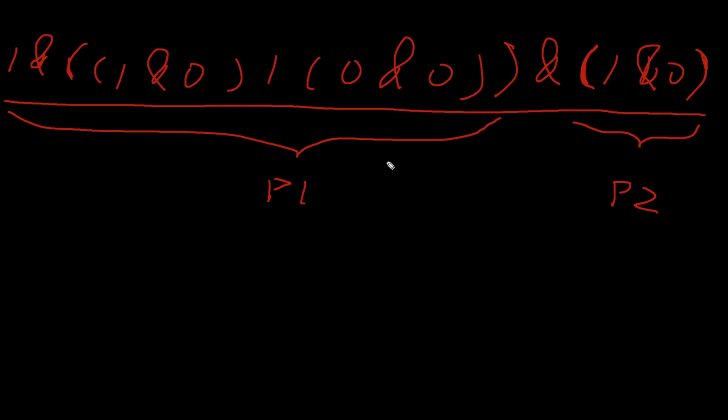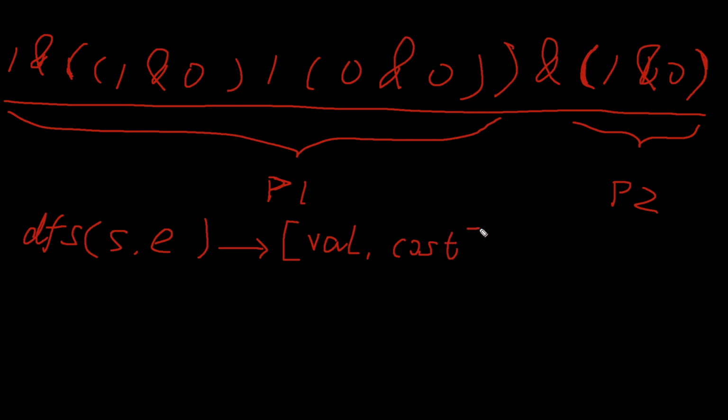So for each state, what's going to be the state? We're going to have a start and end index that represent the current expression we're working on, and here it will return 2 values. The first one is the original value, the second one is the cost of changing this value either from 0 to 1 or from 1 to 0.